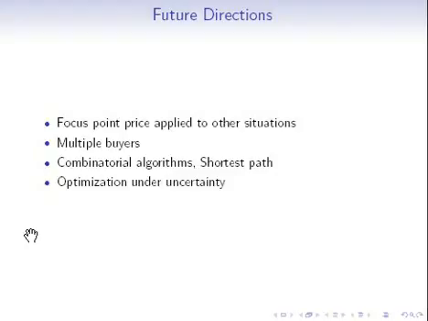Finally, I'd like to see if we can do this optimization over the core under some uncertainty. Everything I talked to you about today involved knowing the internal costs of the buyer and the internal costs of the suppliers, but suppose that we just have a probability distribution over them, or we just know the ranges in which they are. Can we do something in that case? So those are all of the future directions that I'd like to talk about today.